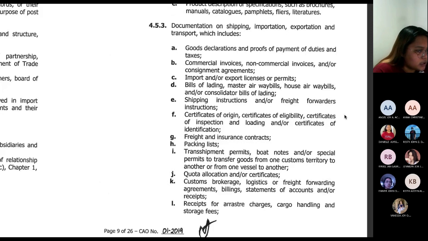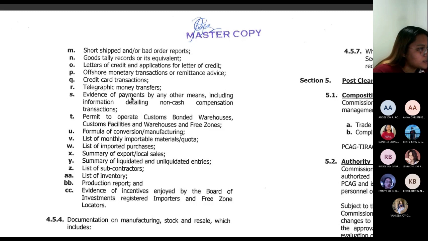J. Quota, allocation, or certificates. K. Customs brokerage, logistic or freight forwarding agreement, billing, statement of account and/or receipt. L. Receipt for arrastre charges, cargo handling and storage fee. M. Short ship and/or bad order reports. N. Goods tally record or its equivalent. O. Letter of credit and application for letter of credit. P. Offshore monetary transaction or remittance advice. Q. Credit card transaction or telegraphic money transfer as evidence of payment by any other means, including information detailing non-cash compensation transaction. R. Permit to operate customs bonded warehouse, customs facilities and warehouses, and free zone.